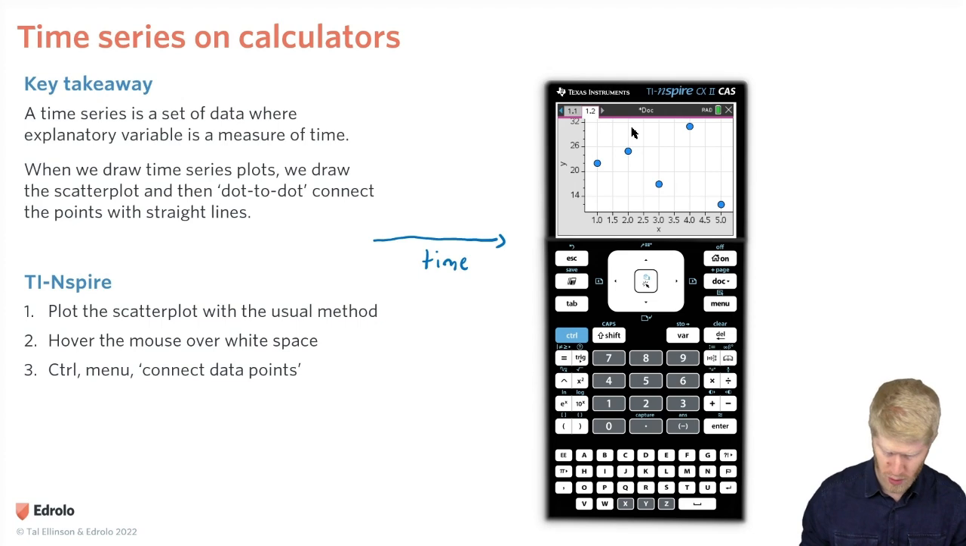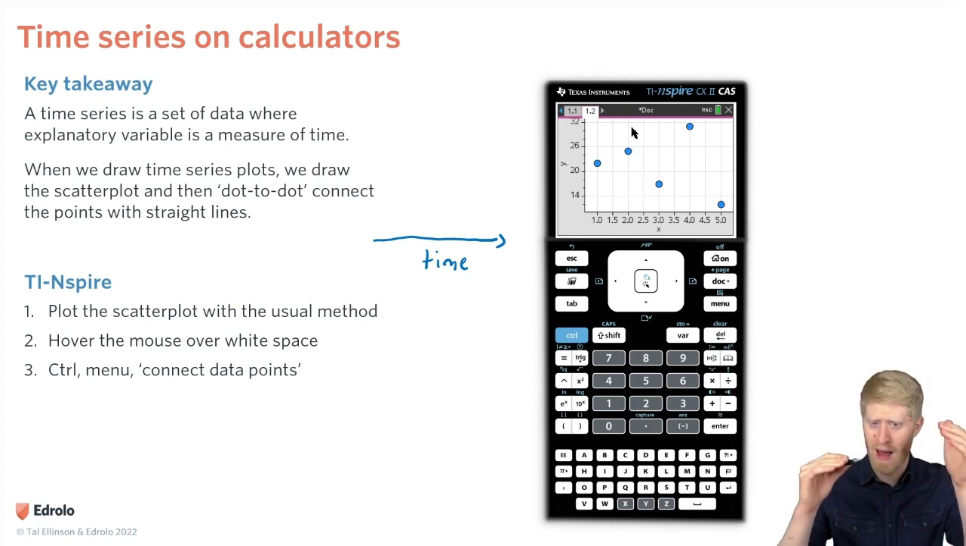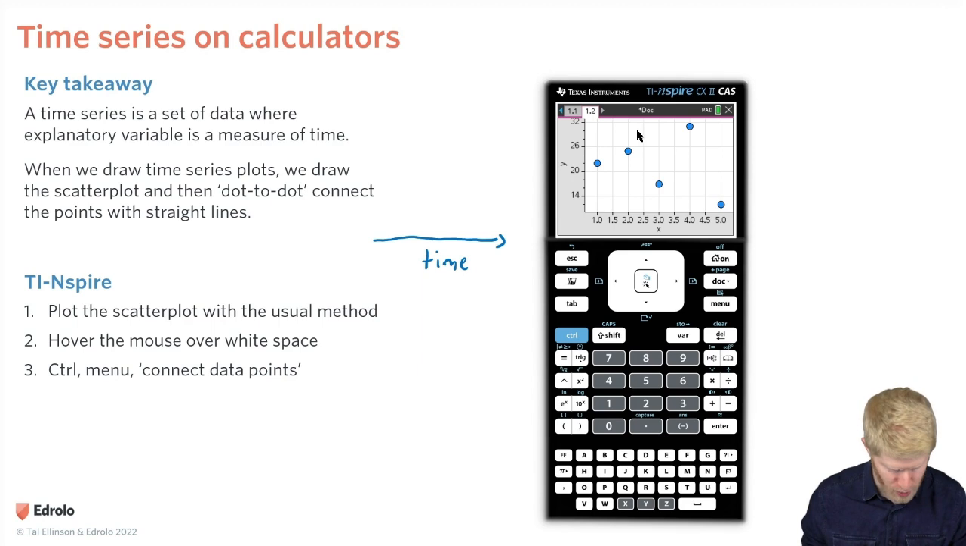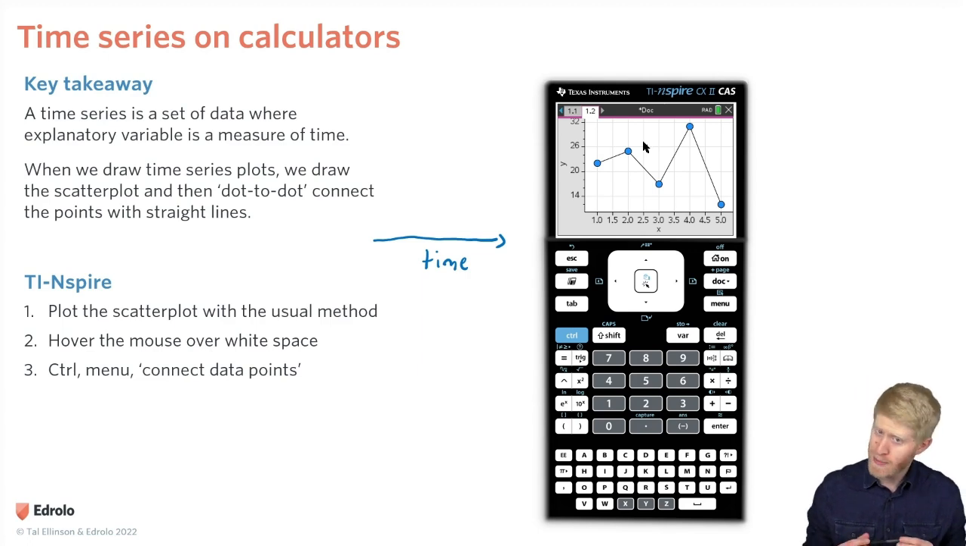One thing to note when we are drawing a time series is that we always want to connect our data points. And that connection, that little dot to dot, helps us see the trends and patterns that go on. TI Inspire people, hover over the white space, press Control and Menu, and press Connect Data Points. And for ClassPad friends, go to Graph and Line, and if you play around with the settings there, you'll be able to get the connected dots as well.